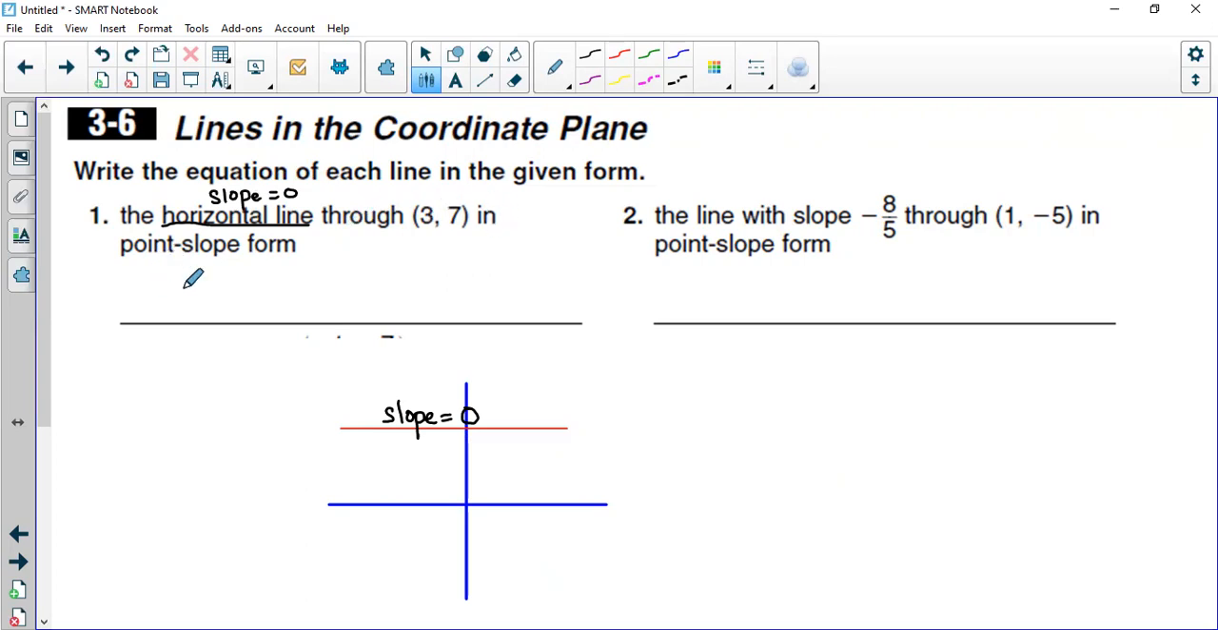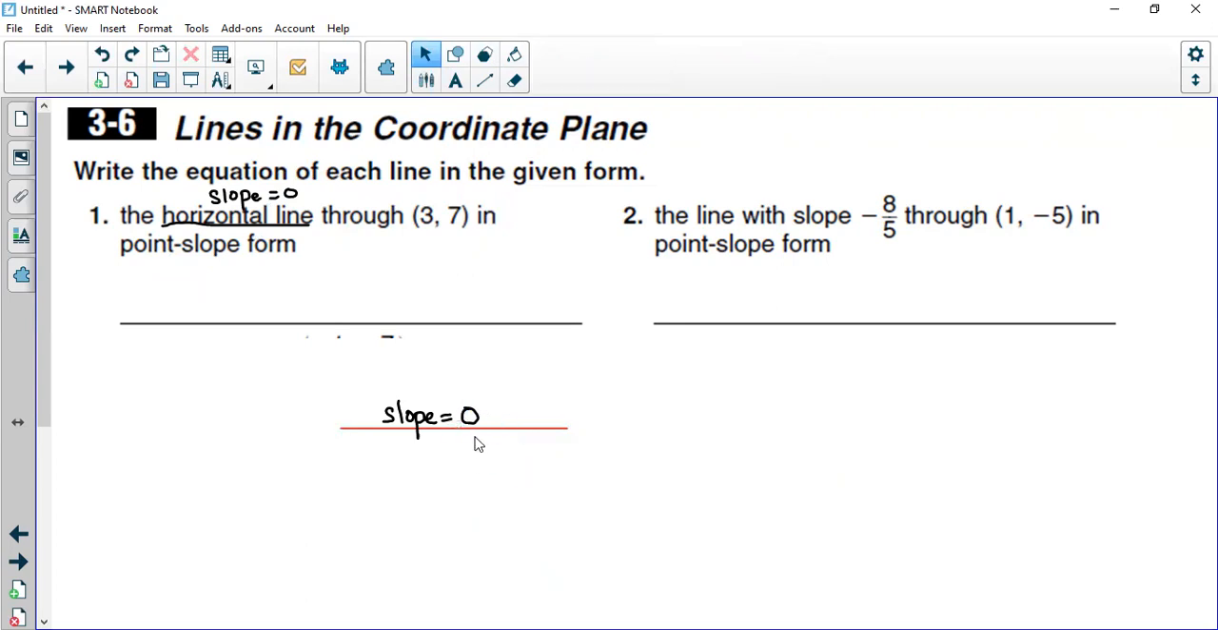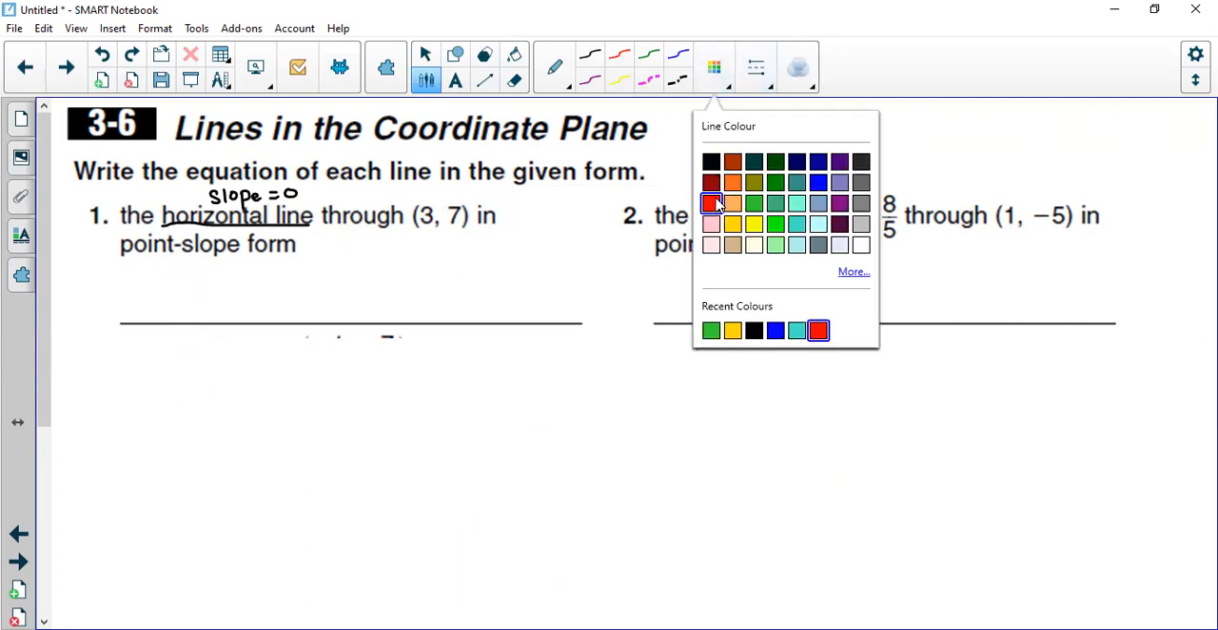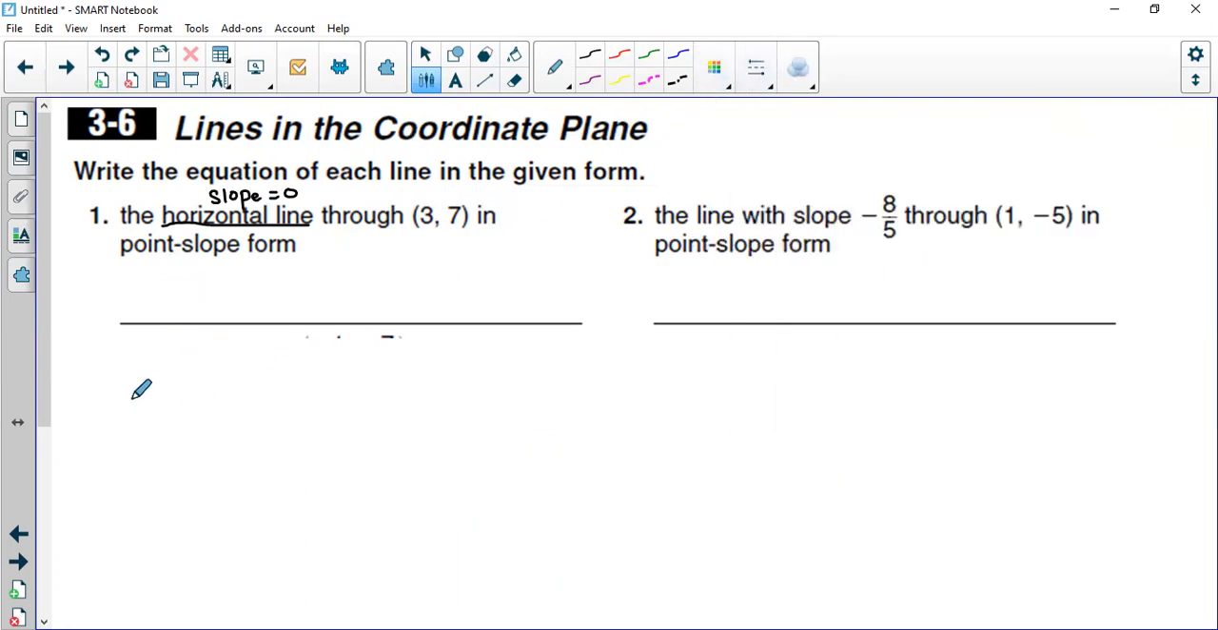Through (3, 7) in point slope form. So point slope form means you have to, of course, recall the equation. So what is the equation for point slope form? It is y minus y1 equals m times (x minus x1), right? Now let's see how we can write this in the point slope form.